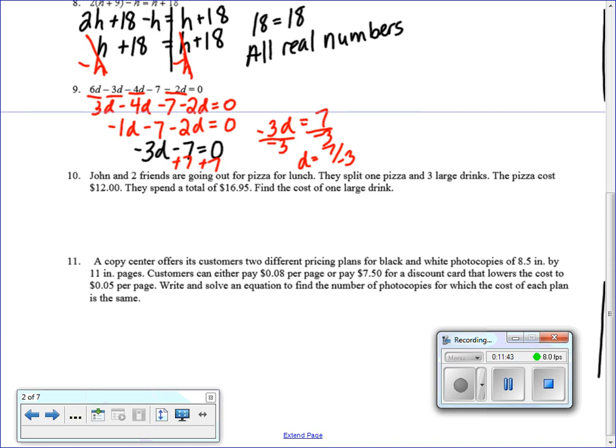Okay, number 10. John and 2 friends are going out for pizza for lunch. They split 1 pizza and 3 large drinks. The cost is $12. They spend a total of $16.95. Find the cost for 1 large drink.